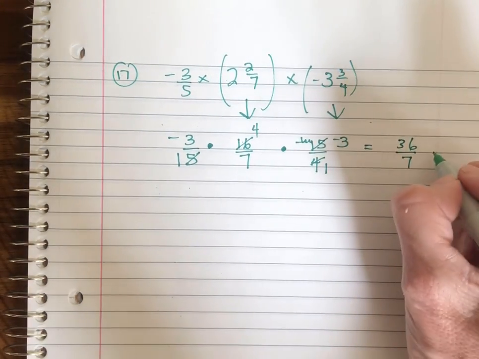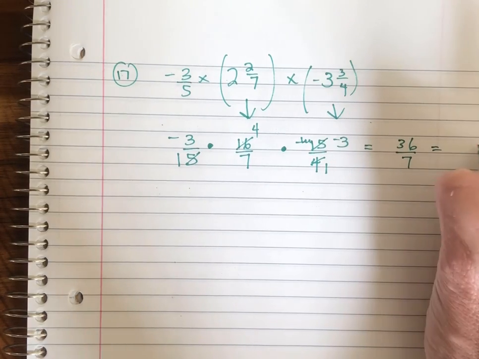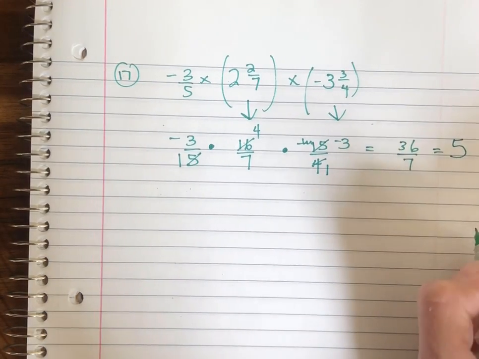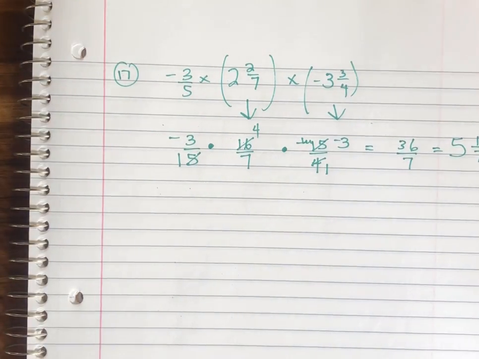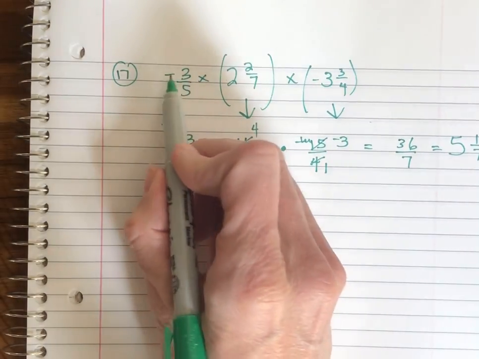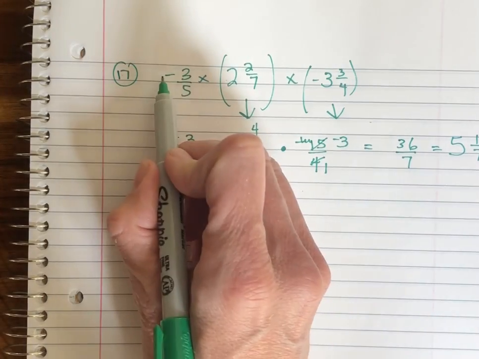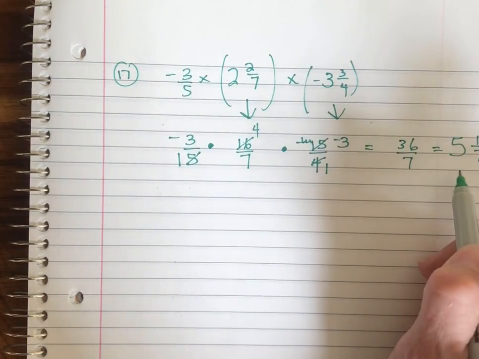And then let's change that into a mixed number. 7 goes into 36 5 times with 1 left over. Let's check our sign to make sure it's a positive. So I have 2 negatives here in the problem, and the opposite of a negative would make our answer a positive.